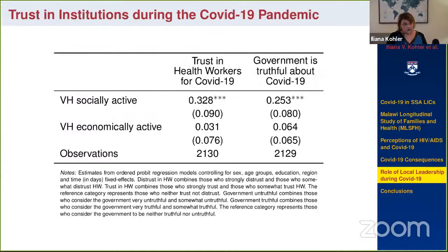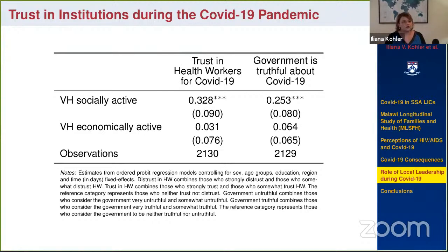So our results suggest that trust in institutions during this pandemic is very important for the well-being of our respondents. And we also find this very strong association between the role of the village head and the behavioral and economic outcomes we observe among the study participants. So we wanted to explore this relationship a little bit further, and we wanted to look at how trust in these institutions is in fact mediated, and whether the local leadership plays a particular role in bolstering trust in important institutions during the pandemic, the healthcare workers and the government.